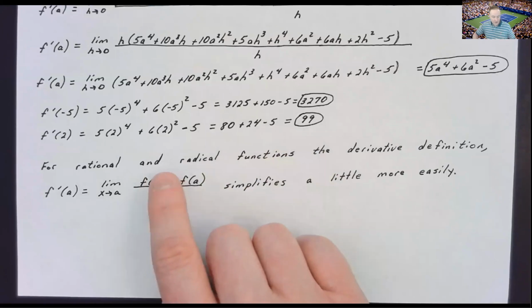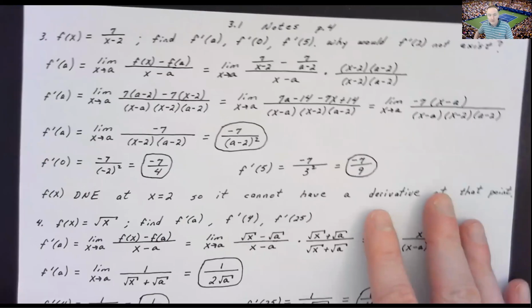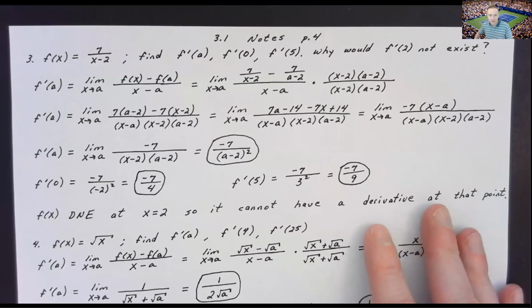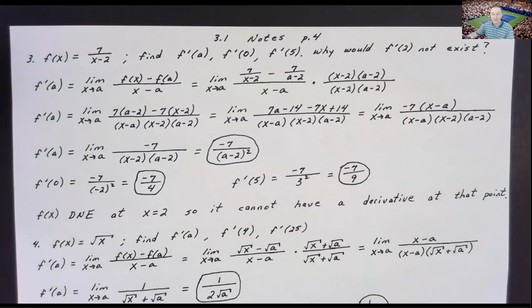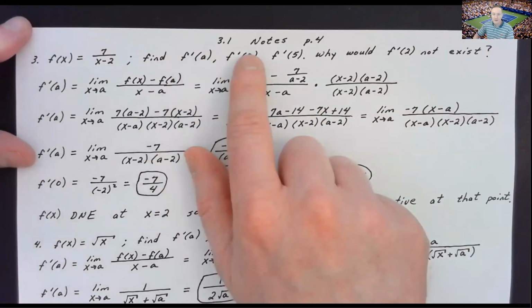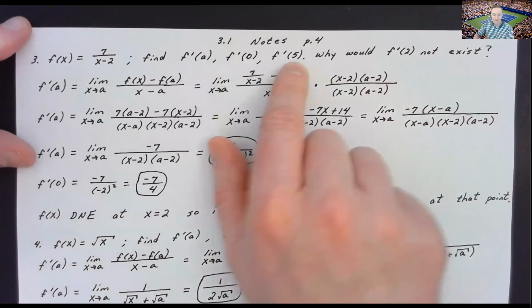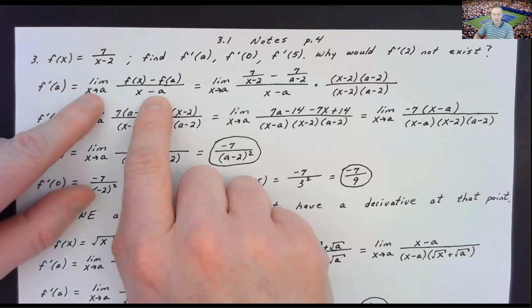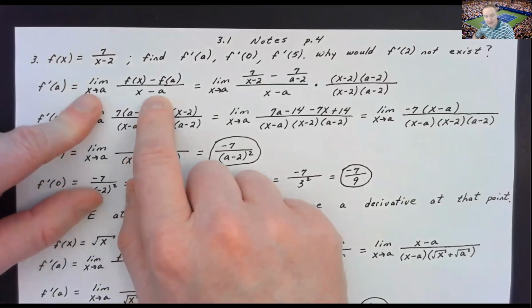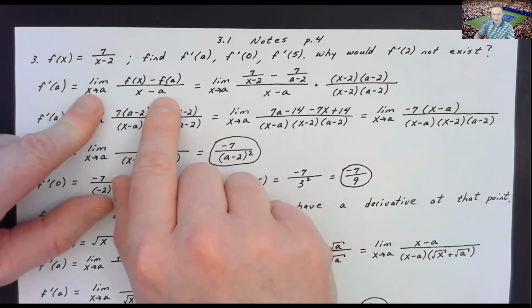But for rationals and radical functions, I'll always try to use this other limit definition of a derivative. Let's look at a couple of examples with those. So first of all, a rational function. If I have f of x is equal to 7 over x minus 2, again, I want to find f prime of a, and then a couple of values where I want you to evaluate the derivative. So first of all, we're using f prime of a is equal to the limit as x approaches a of f of x minus f of a over x minus a.